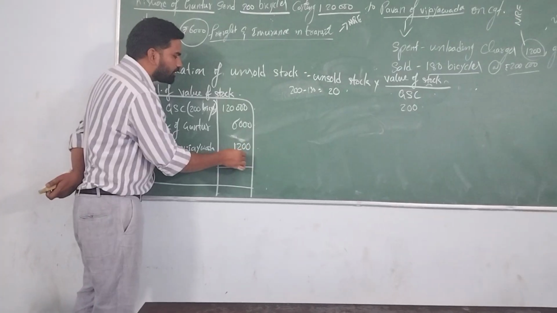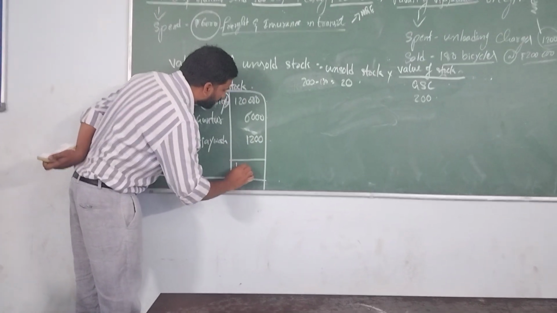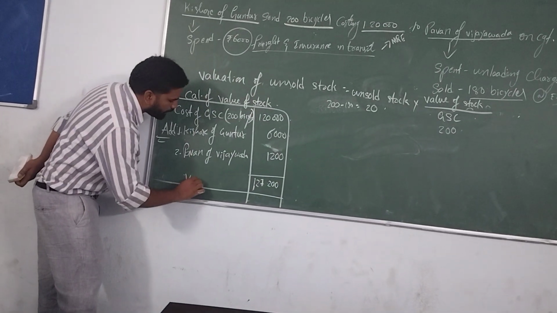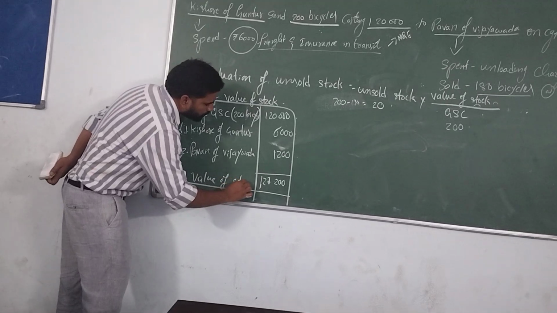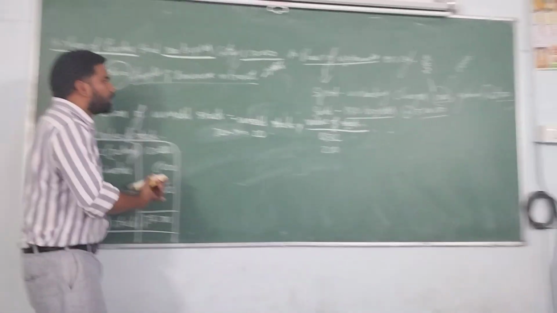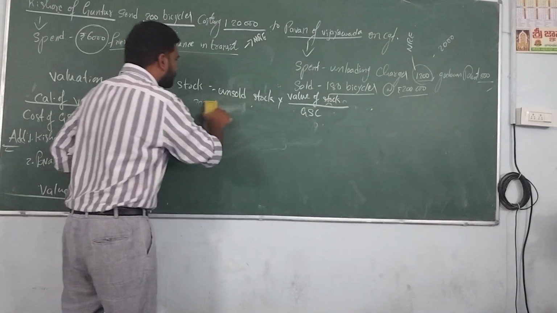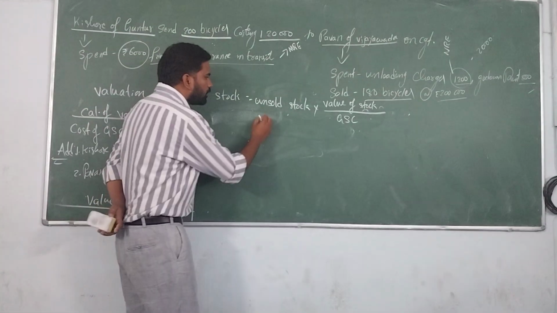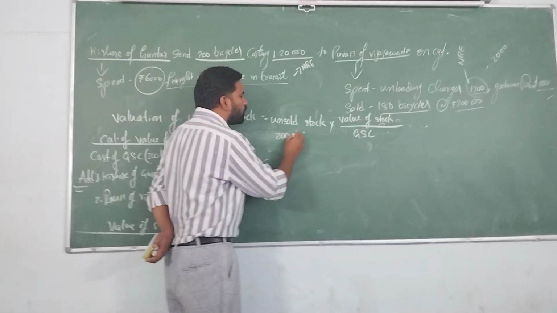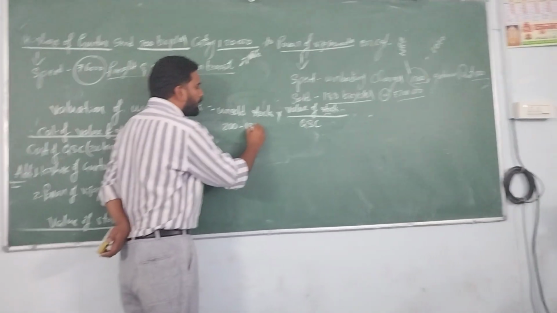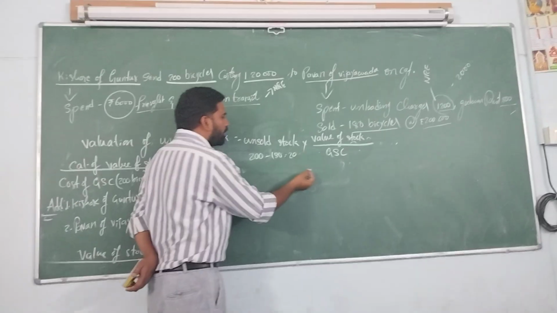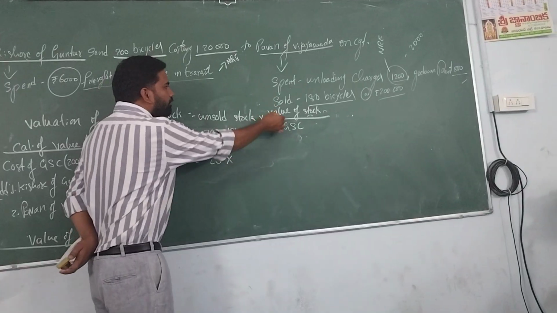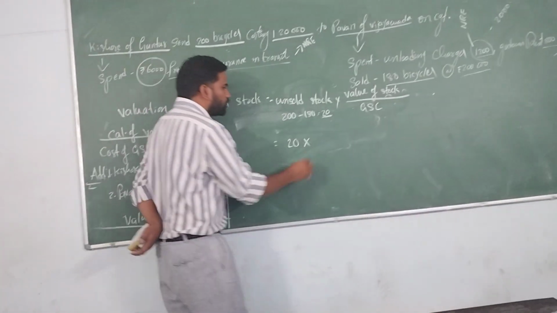Okay. So find the value of stock. 1,20,000 plus 6,000 plus 1,200 equals 1,27,200 rupees. What do we call it? Value of stock. Now apply the formula. Totally how many bicycles are sent? 200. How many bicycles are sold? 180. What's the balance? 20. The 20 bicycles are treated as unsold stock. Unsold stock is 20 into value of stock, 1,27,200.